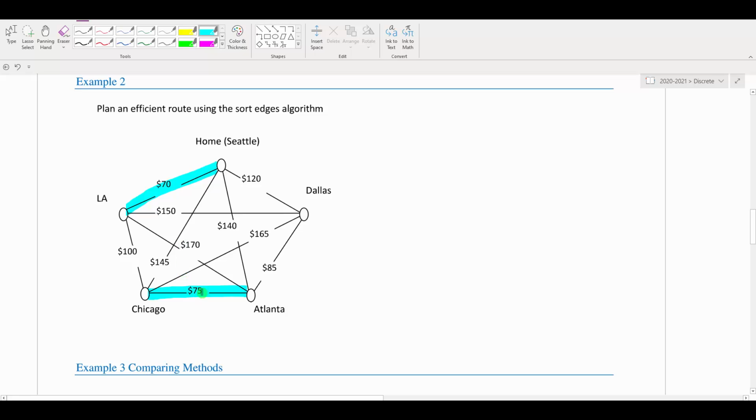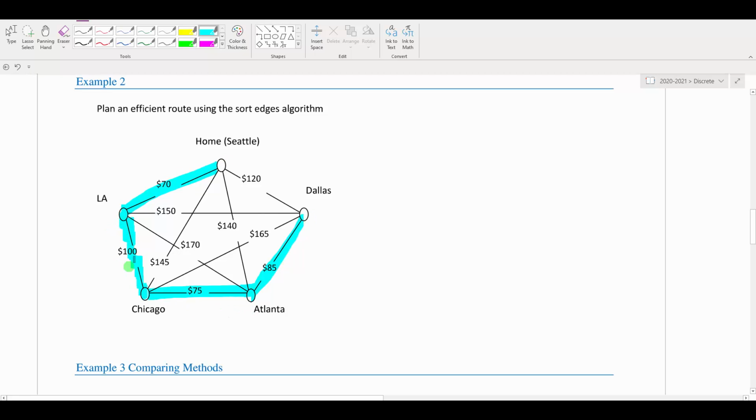Now the next cheapest flight would be the $85 flight going from Atlanta to Dallas. So I'm going to add that one to my circuit here. Okay, so there's my circuit so far. I have not created anything with a degree of 3, and I have not closed any loops or circuits, so we're good. The next cheapest flight after $85 is $100, so that would be here. And you start to see our circuit form.